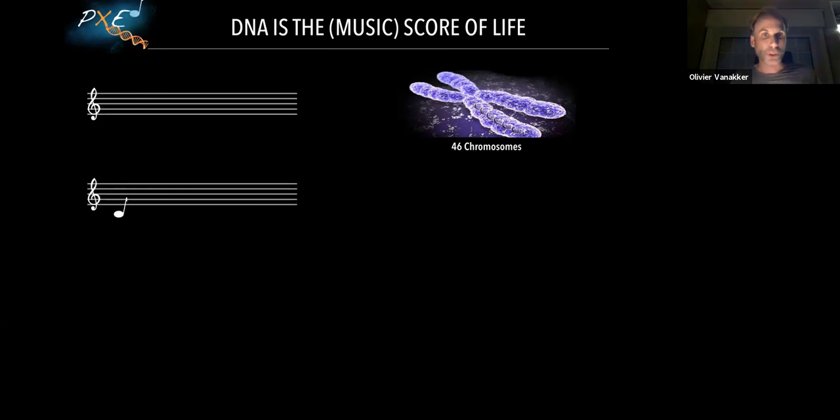Obviously, on a music score, you have notes that build the music itself, 7 notes. And in DNA, those are letters.